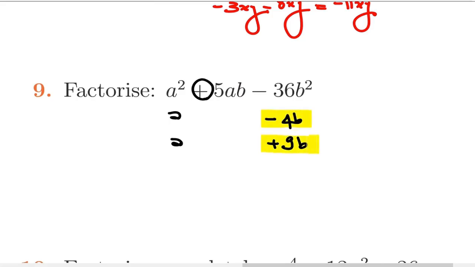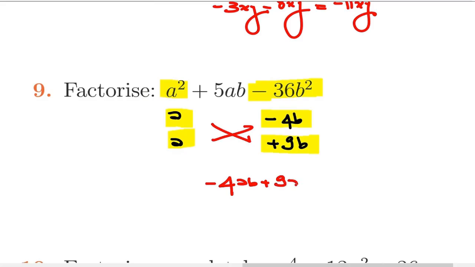The product of this and that, minus times plus, was multiplied. It became negative. It gave us minus 36b squared. The product of this and that gave us this. Very nice. From here, minus 4ab. From here, plus 9ab. And that's it. We get 5ab. We've reached the middle term.